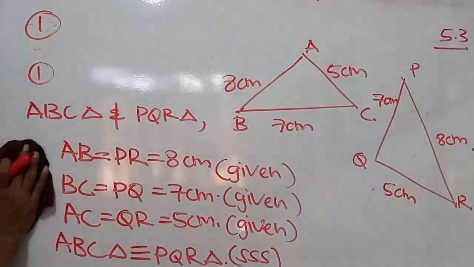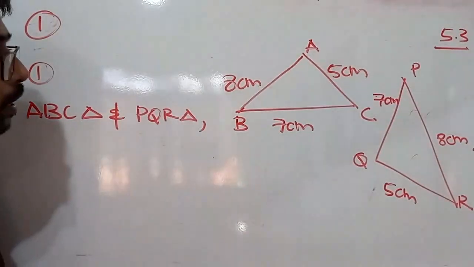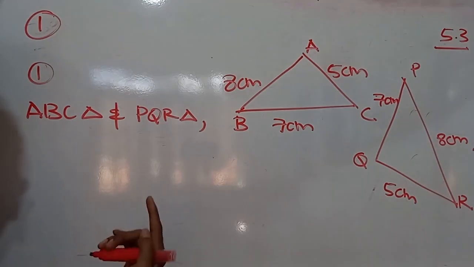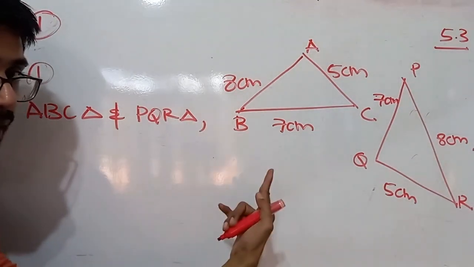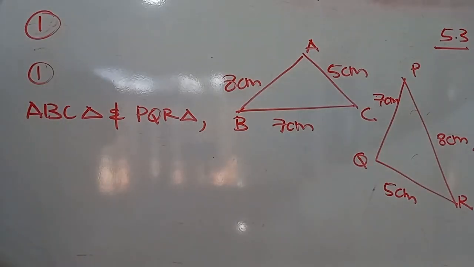So after that they are asking to write down the corresponding elements. Right. So in the condition regarding congruency, right? Side. Then what will be the corresponding elements? 3 angles. So what are the elements?